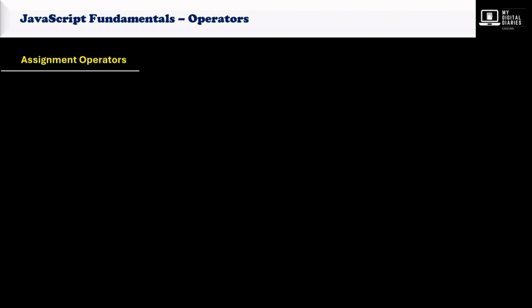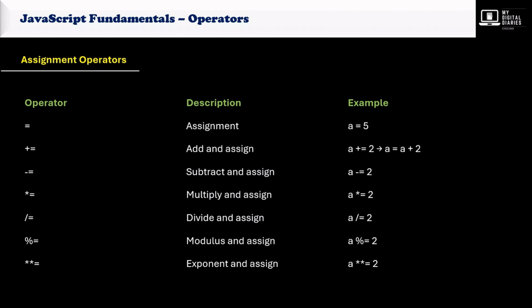Now let's look at assignment operators in JavaScript. Assignment operators are used to assign values to variables, but they can perform operations and then assign the result back to the variable. Let us go through them one by one. The simple equal sign is the basic assignment operator, which assigns the value, like a = 5, so the value 5 will get assigned to the variable a.